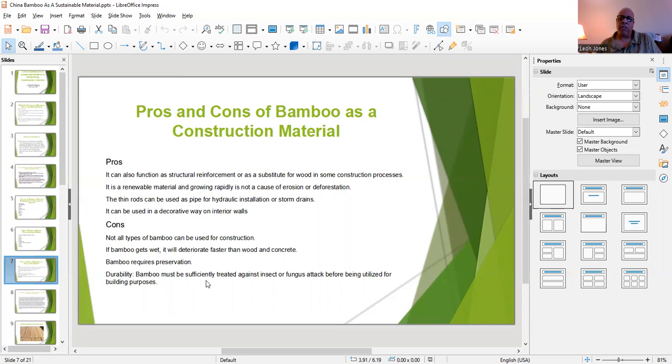Now, the cons. Remember, I told you there were 1,000 types of bamboo. So not all types of bamboo can be used for construction. Now, here's a big issue. If bamboo gets wet, it will deteriorate faster than wood and concrete. That's why bamboo is a little cheaper than wood and concrete. Wood you can treat.